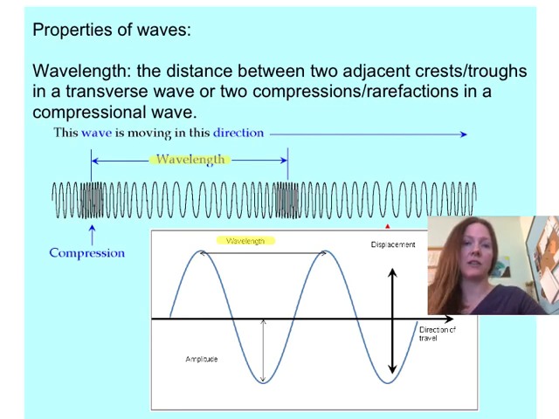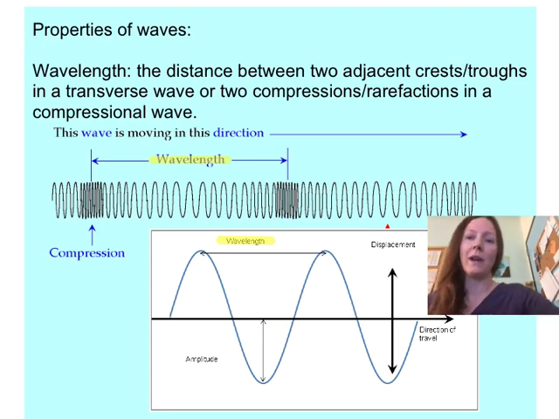The next few slides are going to be looking at the four major properties of all waves. So this happens with a compressional wave as well as a transverse wave. The first property we're going to look at is wavelength. It's exactly what it sounds like. It's how long the wave is. It's a distance. It's measured in meters.